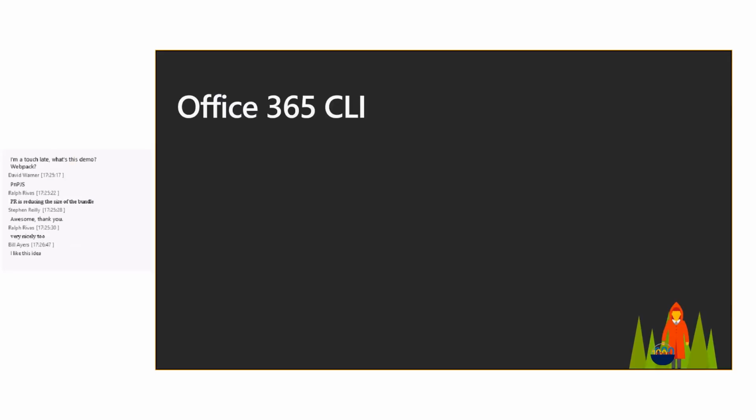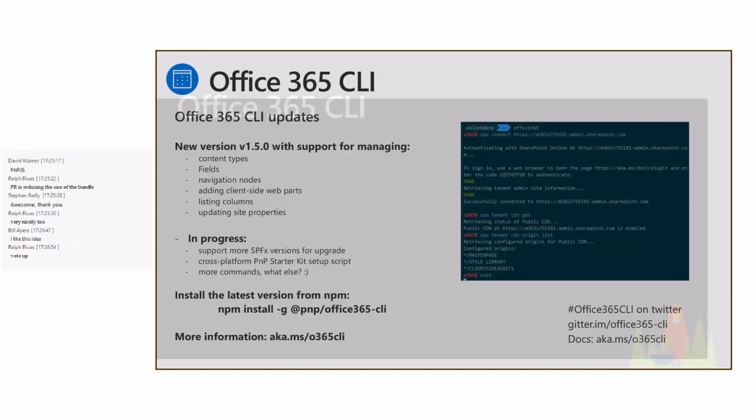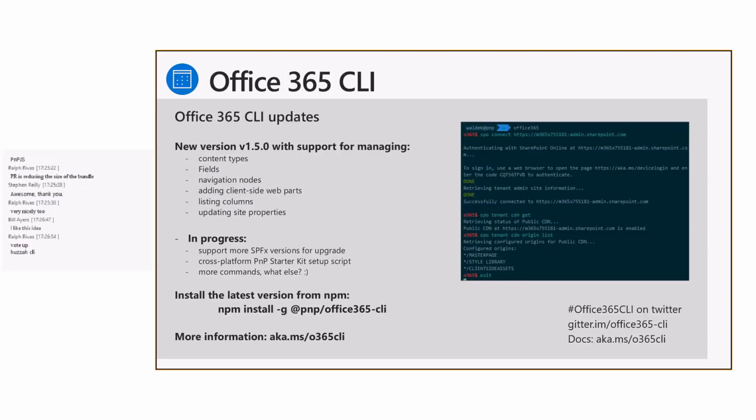So, updates for the Office 365 CLI. New version 1.5.0 is out with support for managing content types, fields, navigation nodes, client-side web parts, as well as listing columns and updating site properties. In progress, support for more SPFx versions, so the CLI can now upgrade your SPFx projects. A cross-platform PnP starter kit setup script is in the works, and then more commands. Always, of course, welcome feedback on this as well.